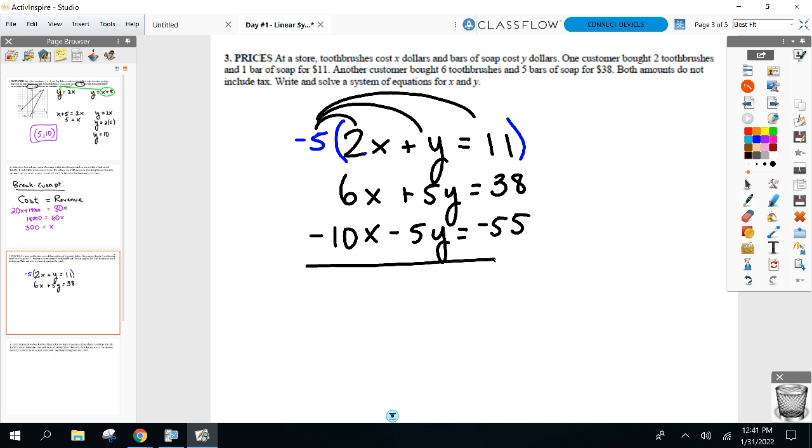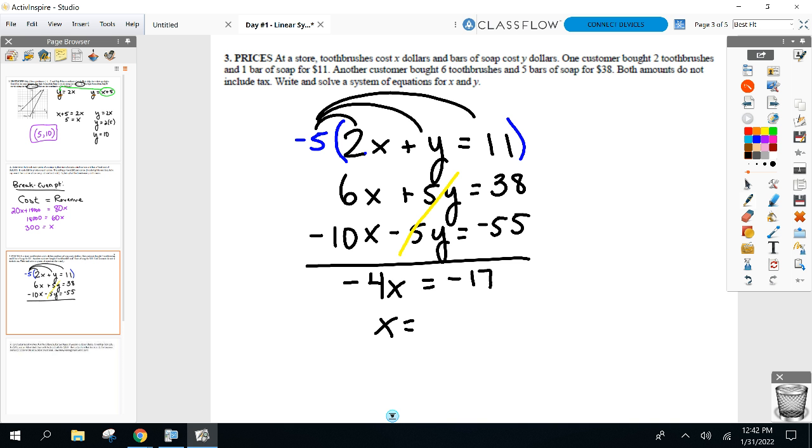All right, perfect. Everyone see how the 5y's are gone? What do I have with the x's now? -4x. So you're subtracting? I just combine them. 6 minus 10, okay, equals 38 minus 55. What do you got back there? -17. You guys know the deal. Divide by -4.